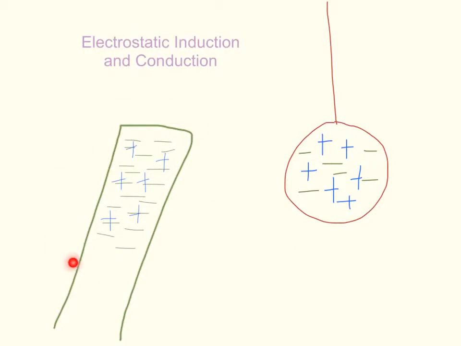And over here on the left, we have an object with an excess of negative charges, so more electrons than protons, and the result is a negatively charged object on the left.